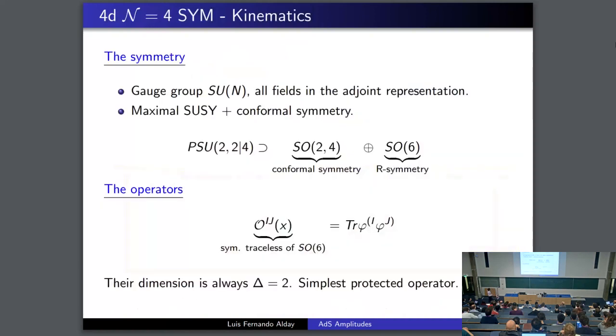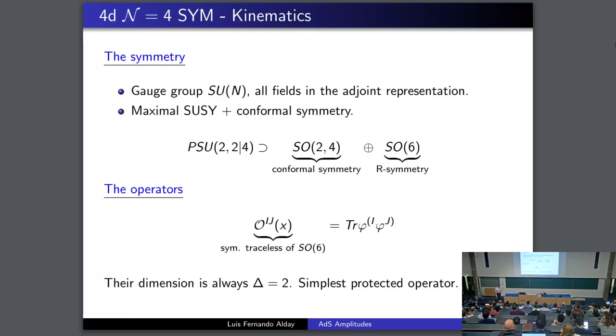So, N=4 super Yang-Mills. We will consider this gauge theory with gauge group SU(N). All the fields are in the adjoint representation. This has the maximal amount of supersymmetry and also has conformal symmetry. The symmetry group is called PSU(2,2|4). It's just a name. I could have put Roberto or whatever. It turns out that the bosonic part of this is SO(2,4), which is the conformal symmetry group in 4 dimensions, and the R-symmetry group for N=4 in 4 dimensions, which is SO(6).